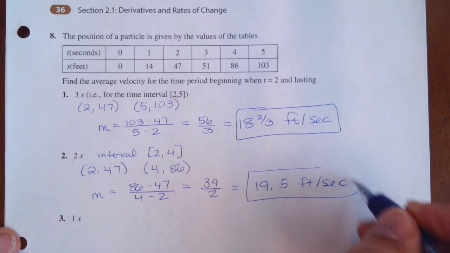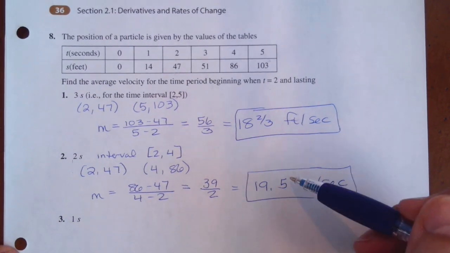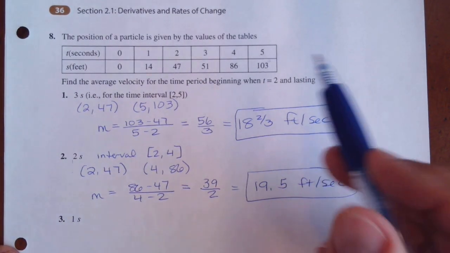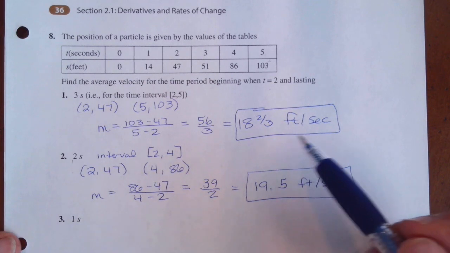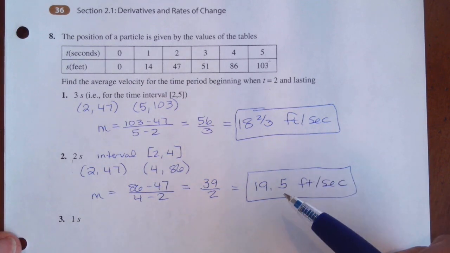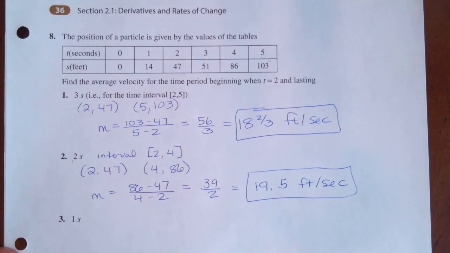So this is the average velocity within that 3 second span. This is the average velocity within 2. So what that tells you is that between the 4th and 5th second, this thing slowed down a bit, right? So it's going faster here.